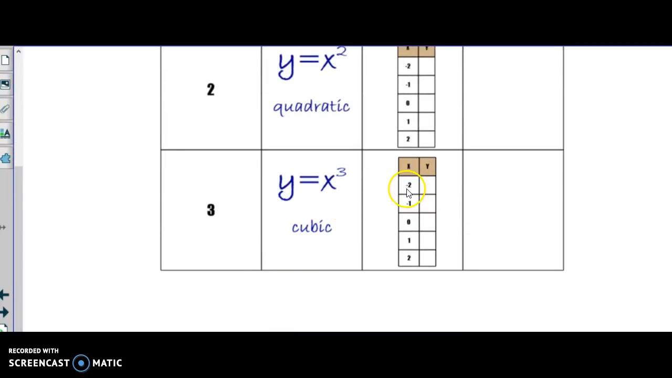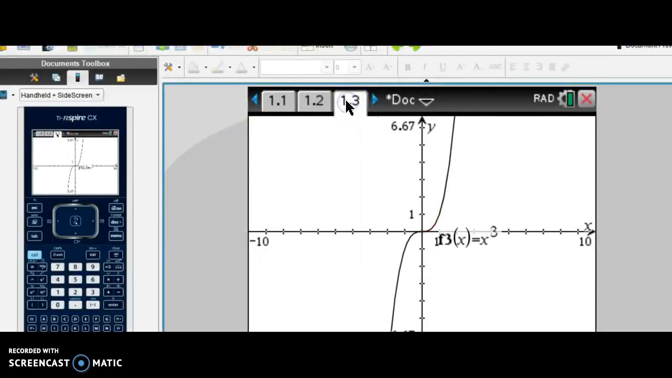If I plug in, negative 2 to the third is negative 8. Negative 1 to the third is negative 1. 0 would give me 0. 1 would give me 1, and 2 to the third would give me 8. If we plot that, your x to the third should look like this kind of S-shaped curve.